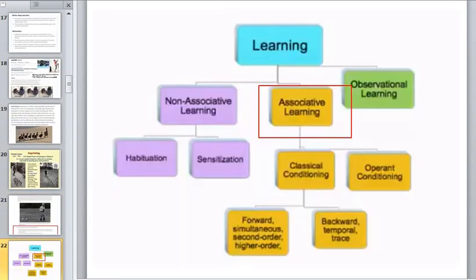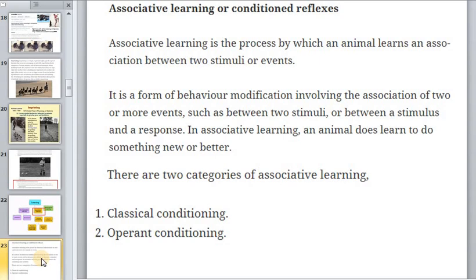Next one, associative learning. Here we see classical conditioning reflexes and operant conditioning reflexes, and we move to what, in general, this associative learning or conditional reflexes is. Associative learning is the process by which an animal learns an association between two stimuli or events. It is a form of behavioral modification involving the association of two or more events, such as between two stimuli or between a stimulus and a response.